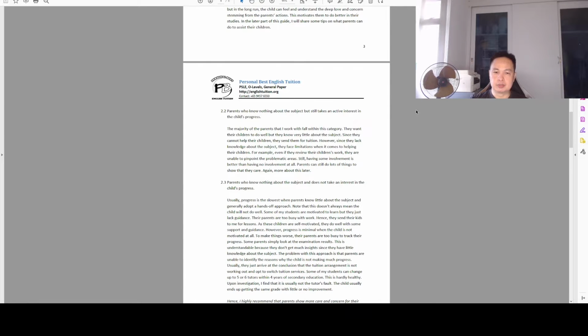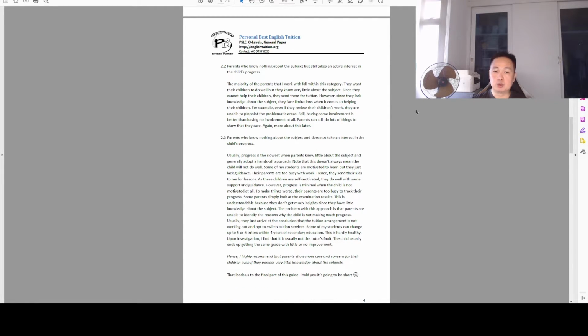The second group are parents who know nothing, absolutely nothing about the subject, but they still take an active interest in the child's progress. Now, the problem with parents who know nothing about the subject is that they don't know how to review the child's work. So even if they pick up the tuition file with all the homework and all the work that the child has done during lessons, they don't know what's happening. They don't know whether the tutor is teaching correctly or not because they have zero knowledge. But I think they can still do a lot of things to help support the child's progress. We'll talk about that later.